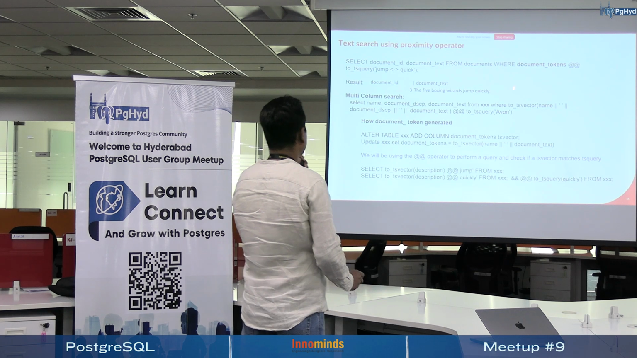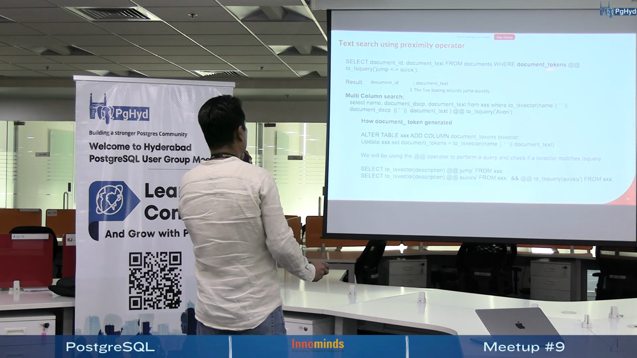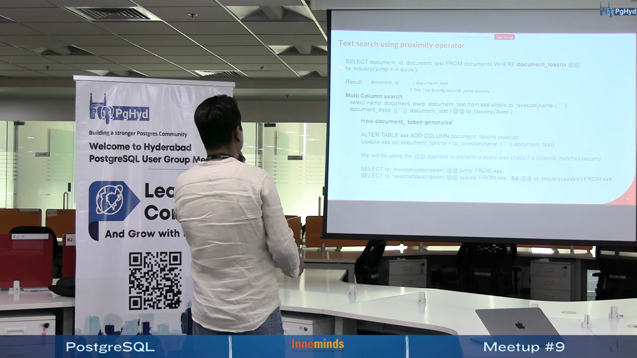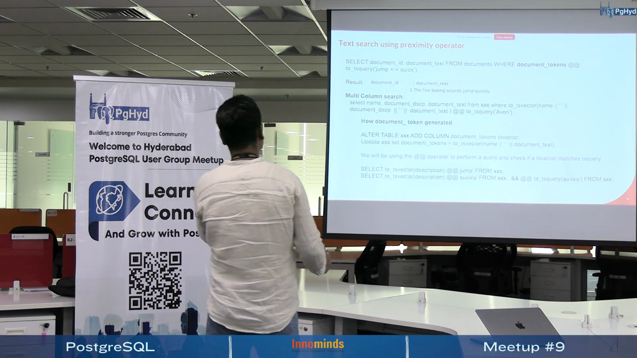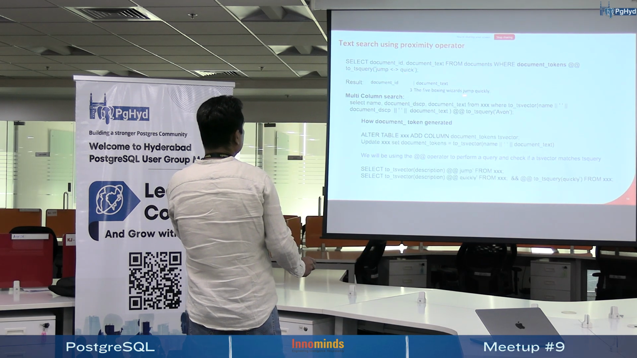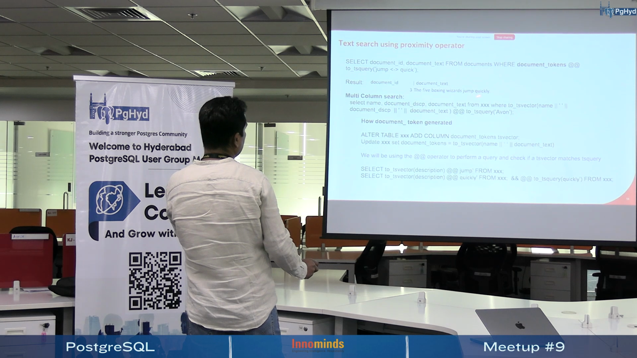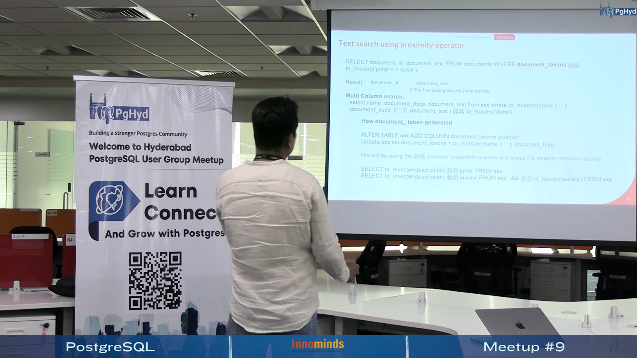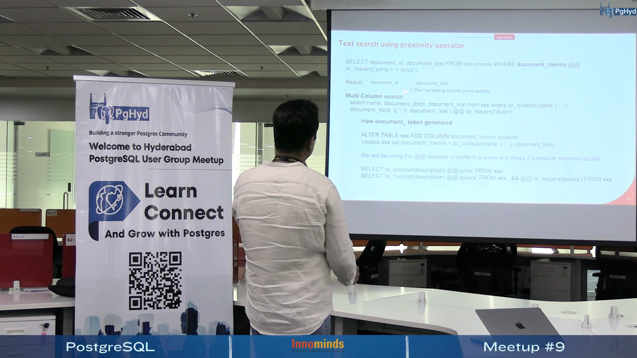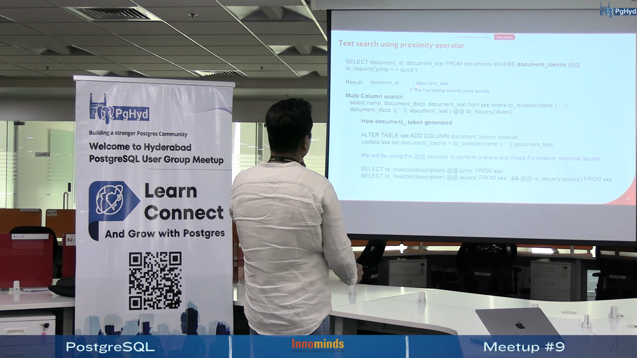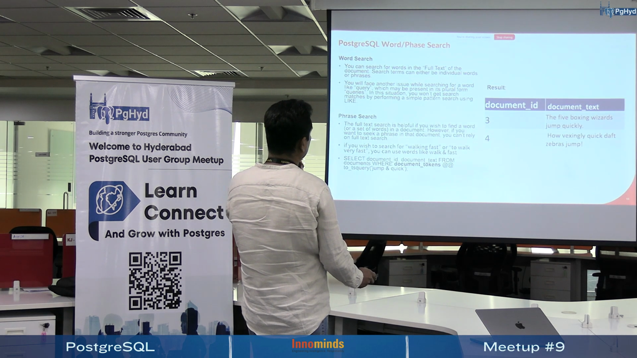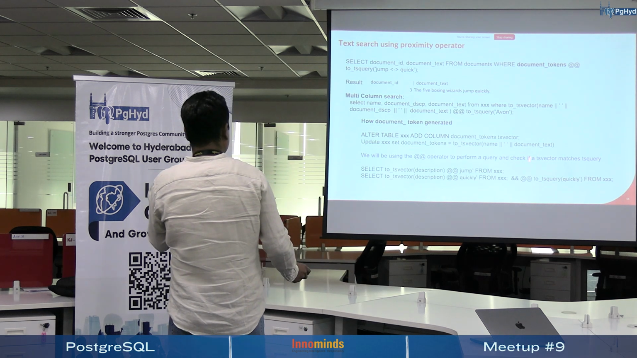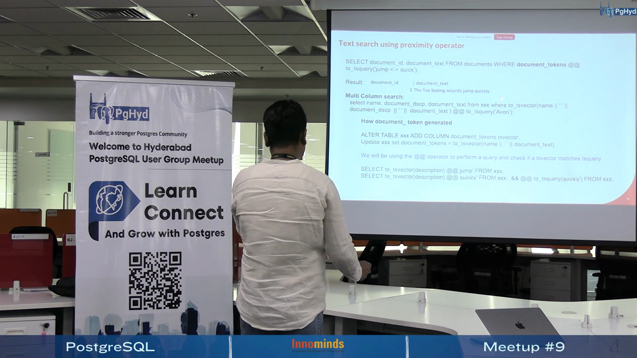Okay, so here also I just put a document token, and you can see here the proximity operator we used, jump and quick. Now here you can see the continuous order is maintained, and we are getting only one record, but in the previous one you can see we are getting two records, right? And here only one record is going to be filtered.